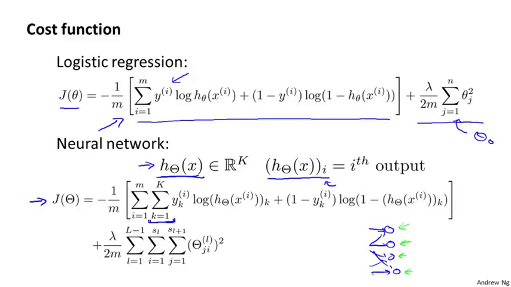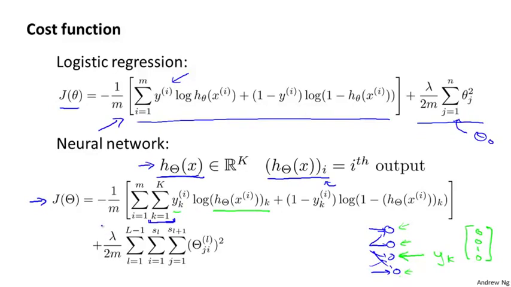And so you notice in particular that this applies to y_k and h_k, because we're basically taking the kth output unit and comparing that to the value of y_k, which is one of those vectors saying what class it should be.